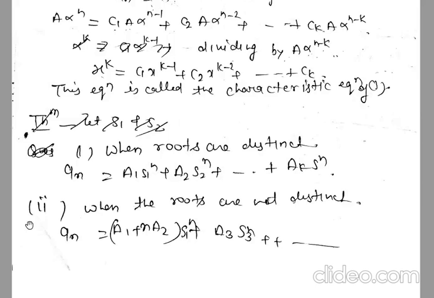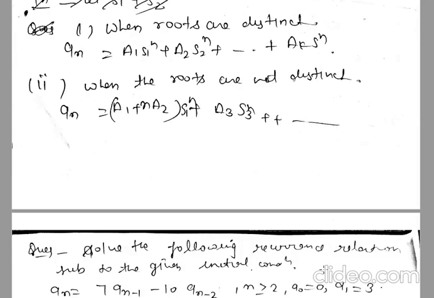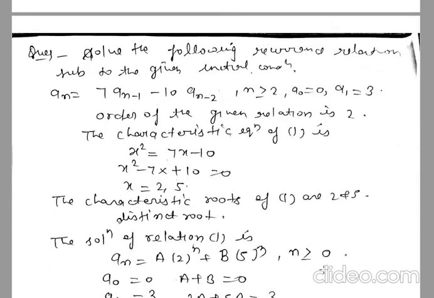Now the second rule, when the roots are not distinct. Suppose you have the same roots, suppose you have 2 and 2, these are the same roots. So what will be the method? An is equal to a1 plus n times a2, since the root repeats 2 times, s1 to the power n plus a3 s3 to the power n plus and so on. We will better understand these two rules with an example, and see how we solve our recurrence relation.